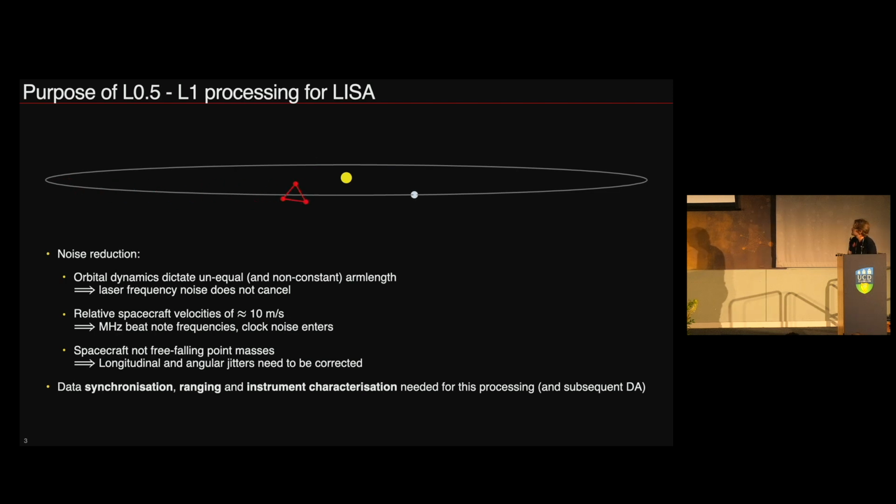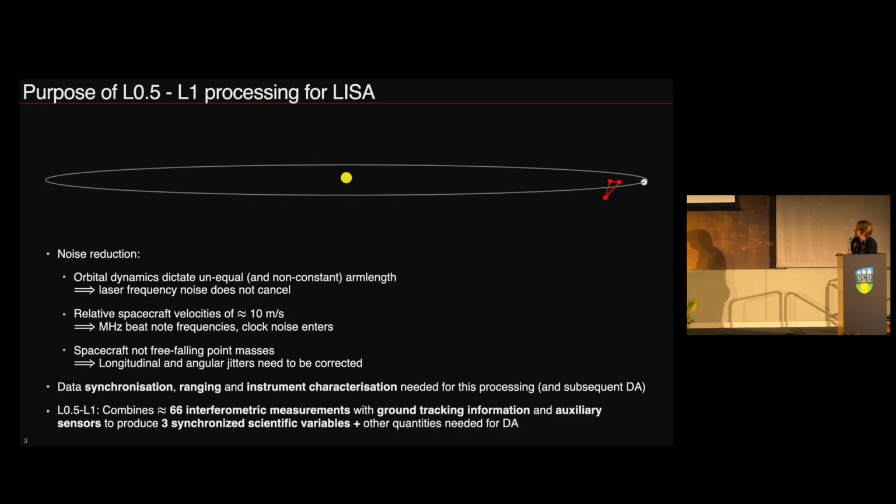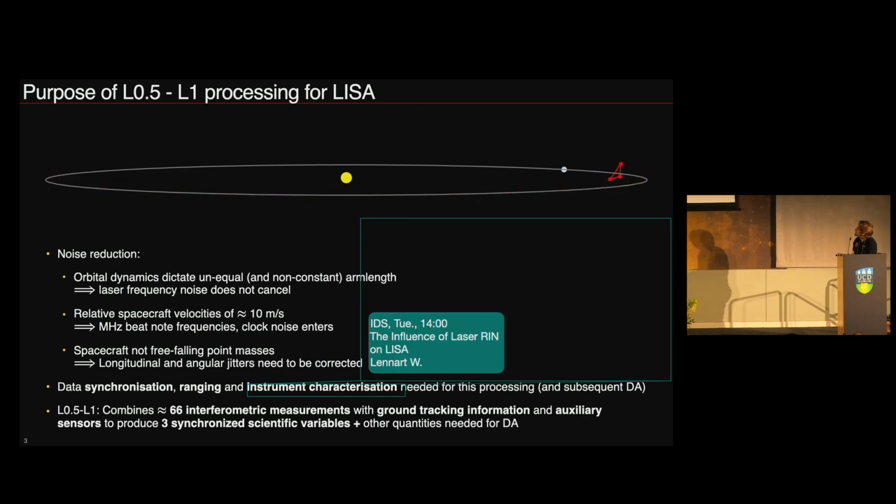Some of this is just needed to do all of this, but some of this is also needed for the subsequent data analysis. So in summary, this 0.5 to L1 processing, the main purpose is to combine all the interferometric measurements. I tried to do a quick count and came up with 66, but I might have miscounted, with ground tracking information and auxiliary sensors to produce 3 synchronized scientific variables plus a number of other quantities needed for the data analysis. And this is a box that I want to briefly mention, but I will not speak more about it in the remainder. But there are a bunch of things related to that are being presented at this conference.